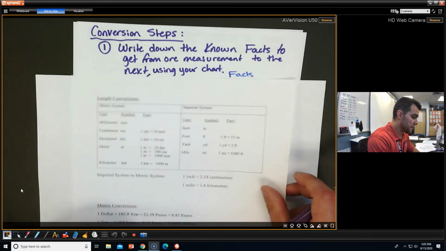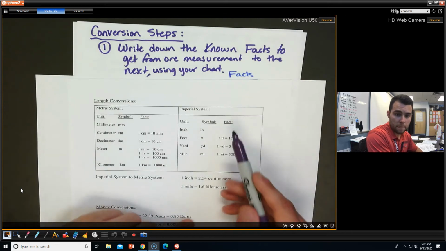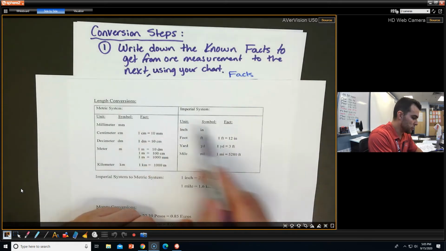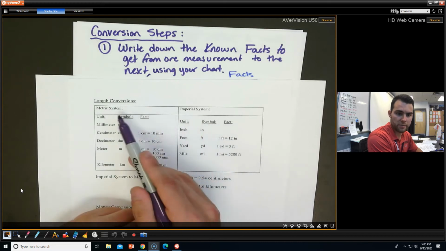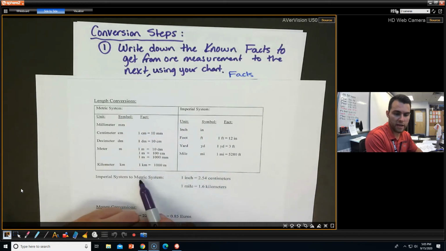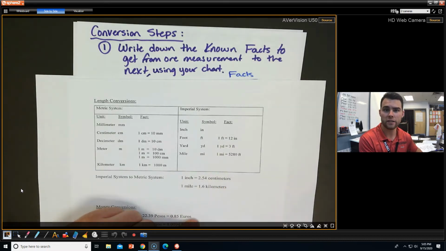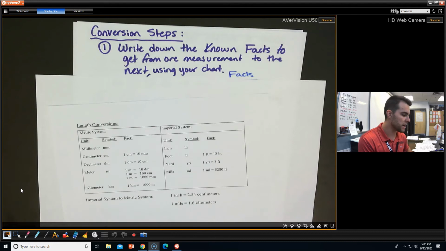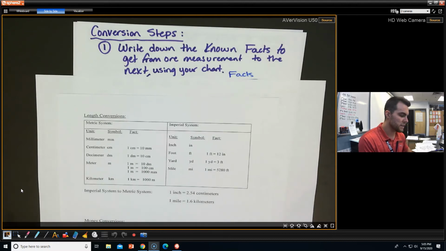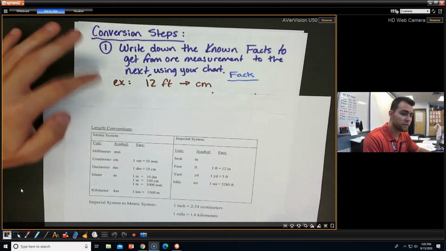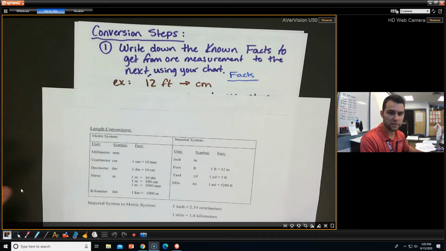So basically what I mean by the facts is, if you look at our chart, we have facts written for both systems. We got our imperial system and our metric system, and then we also have the imperial to metric system. This 1 foot equals 12 inches, that is a fact. So we want to write down our facts that'll help us get from feet to centimeters, right? So we're going from 12 feet to centimeters in this case.